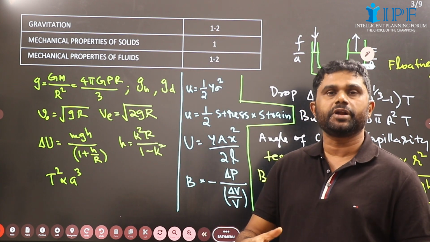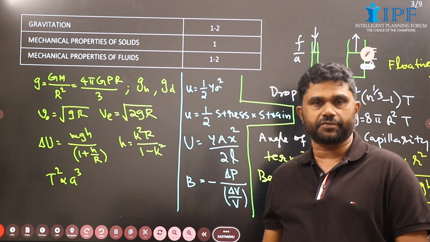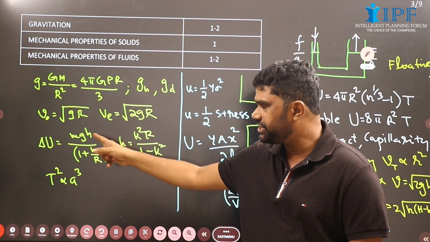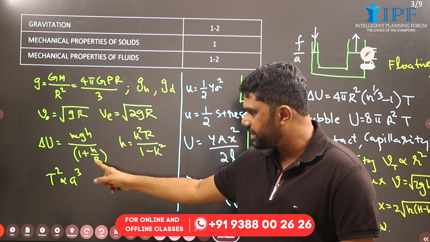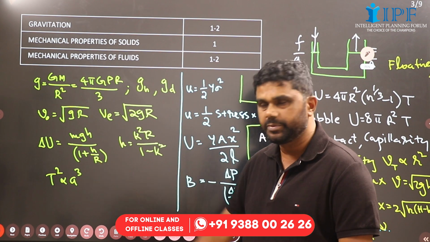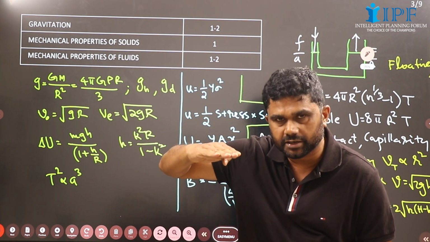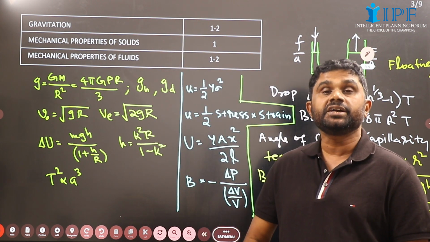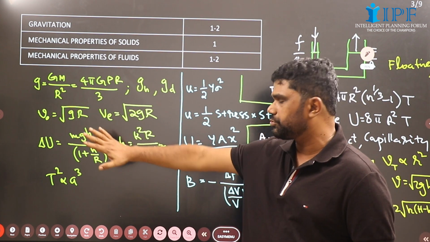Okay, suppose a body is lifted from the surface of earth to a height equal to the radius of earth. Then this h you have to replace by R. Okay, mgR in the numerator. And in the denominator it will be R by R, that is 1. 1 plus 1 will be 2. So when a body of mass m is lifted from the surface of earth to a height equal to the radius of earth, the increase in potential energy will be mgR by 2. This formula you should know.